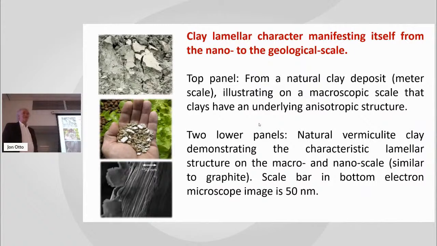So what are clays? If you look just macroscopically, this is from a clay deposit. This is clay just in a hand. This is an electron microscope image of a clay. The message of these pictures is that clays are flat. And if you look in the electron microscope, you see that the flatness comes out on the macroscopic level because the clays are layered structures, consisting of layers at the nanoscale.